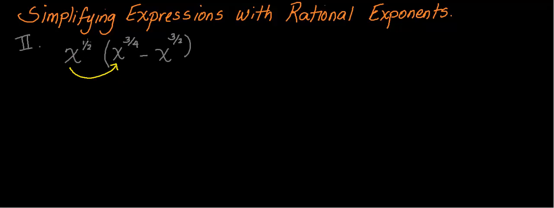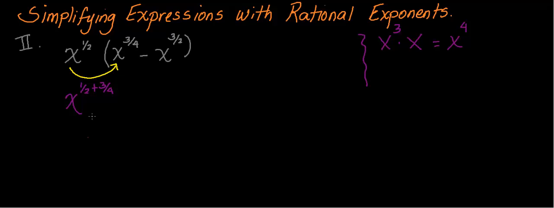When you multiply x to the 1/2 power times x to the 3/4 power, we're multiplying the same base. As a side note here, whenever you multiply the same bases, what you do is you add the exponents. And that's what we're going to do here. X to the 1/2 power times x to the 3/4 power, that's going to be x to the 1/2 plus 3/4 power.